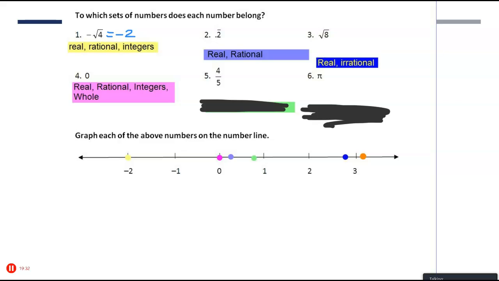Okay, 4/5. What is 4/5? What do we call that type of number? It is rational.